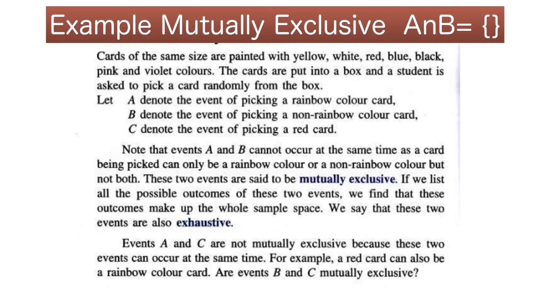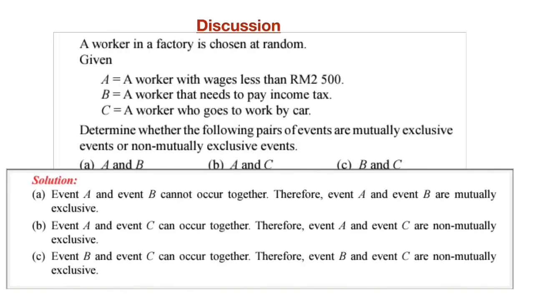Are event B and C mutually exclusive? Please answer me. Okay, let's discuss the example. A worker in a factory is chosen at random. A is a worker with a wage salary less than 2,500. B is a worker that needs to pay income tax. C is a worker who goes to work by car. Okay, determine whether the following pairs of events are mutually exclusive events or non-mutually exclusive events.